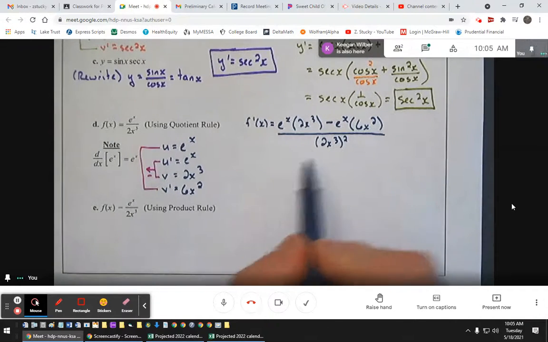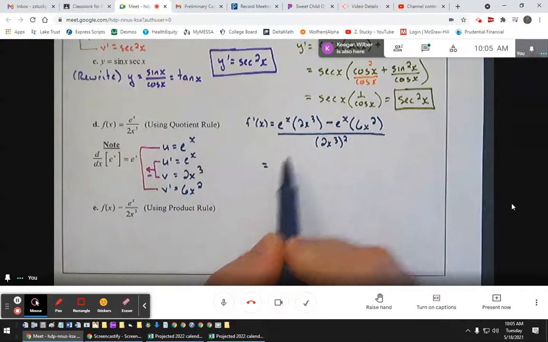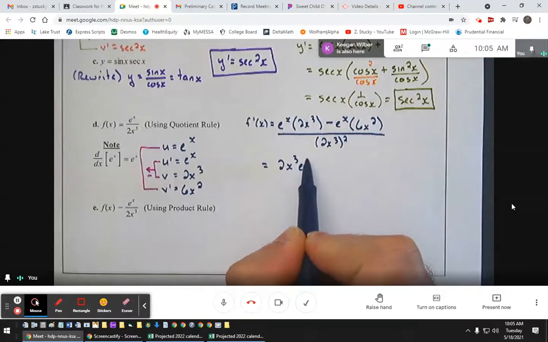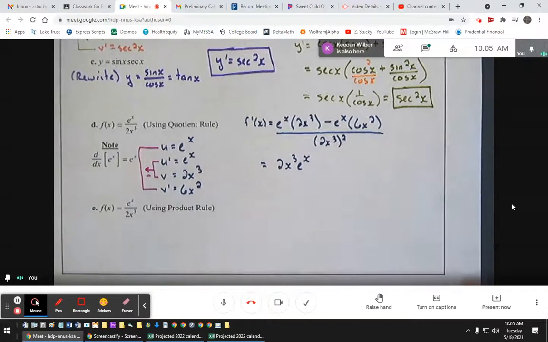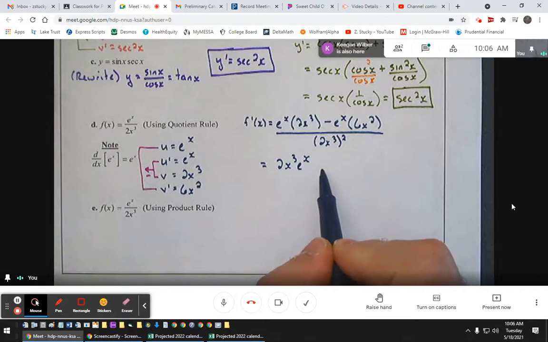So to clean this up, there isn't really much we could do. This would be 2x cubed e to the x. We usually put the e to the x second. Did I mess up? I could have. If you wanted to, you could factor it out. It doesn't cancel though, right? But if you want to factor it out, you could. That's probably the problem with doing that. It doesn't make your problem any nicer in this case because you're still going to have two unlike terms and nothing would cancel. So I'm going to leave it in there.